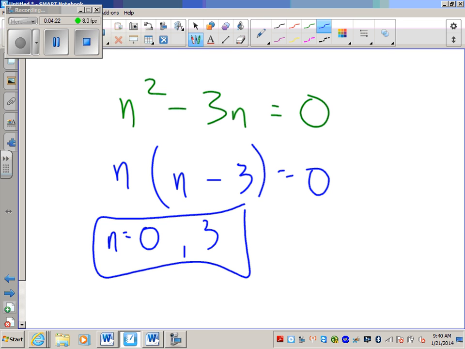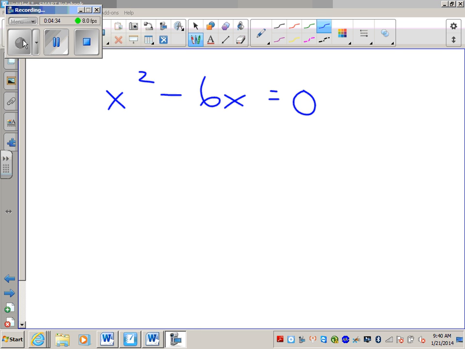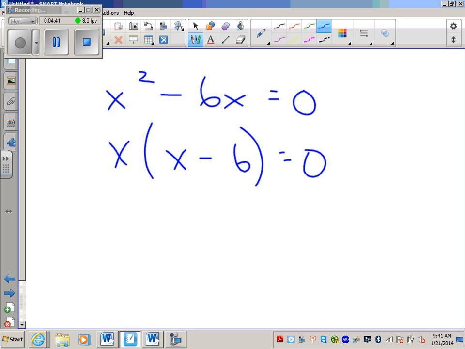Okay, let's give you one to try here. GCF, and it is. What's on the inside? This x will equal, this x will equal, and there we have it.